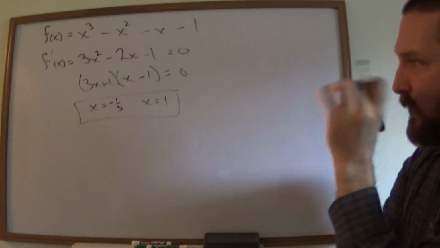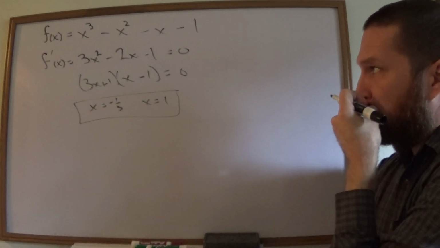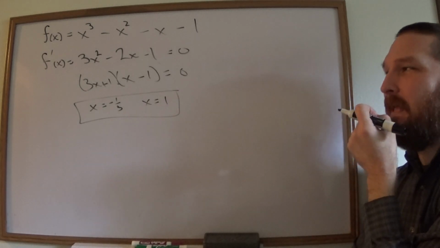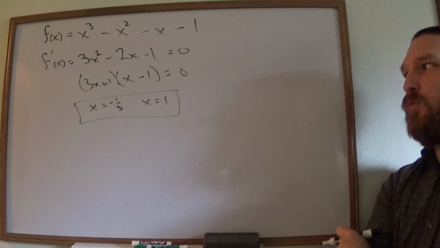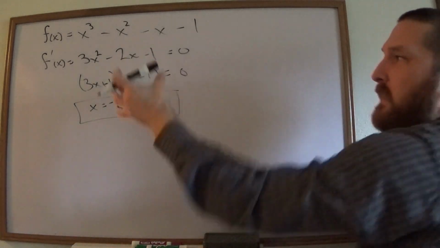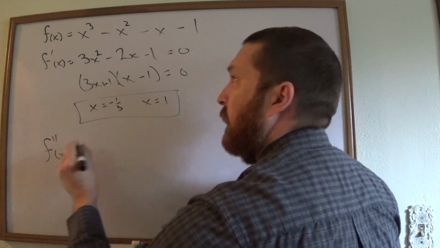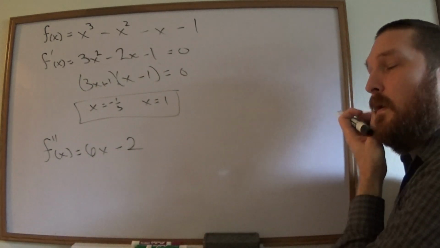Now, which one's a min and which one's a max? And how do we find out? Oh, you can use the second derivative. Yeah, and I'll tell you explicitly to use the second derivative test to tell me which one is which. So let's take the second derivative: 6x minus 2. Okay, so plug in those points and see.